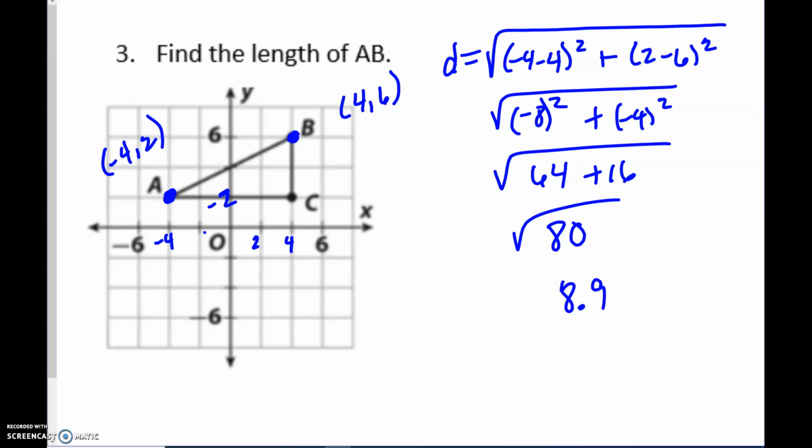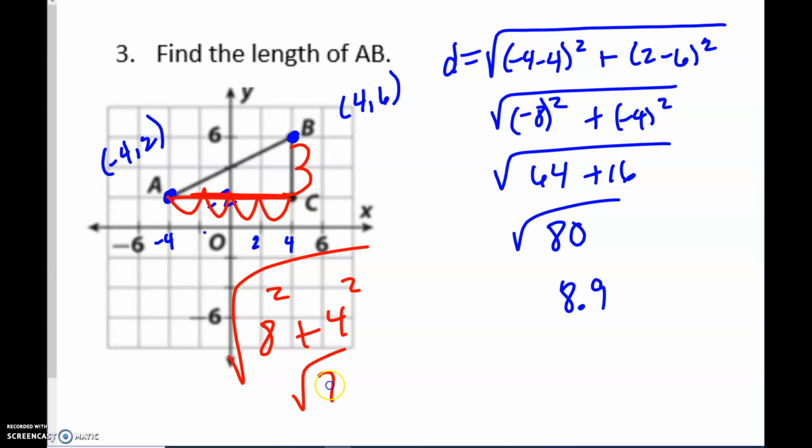Now, some of you maybe don't like that method. Maybe you're going to use the fact that this is a right angle. So this is 2, 4, 6, 8. You set up 8 squared plus 4 squared and take the square root of that. Well, 8 squared plus 4 squared is the square root of 80, so we get the same thing, 8.9.